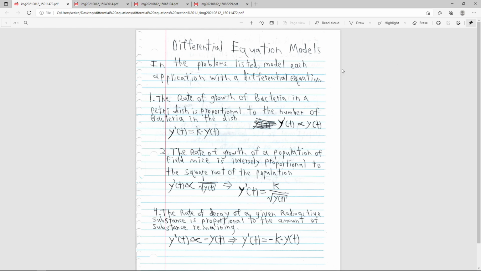Differential equation models. We look at several different examples in which we're supposed to model a given application with a specific differential equation, or generic, as it would be the case. In this case, we basically use symbols. Generally speaking, we often use y as a dependent variable.